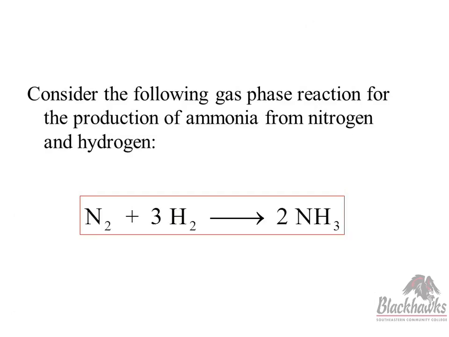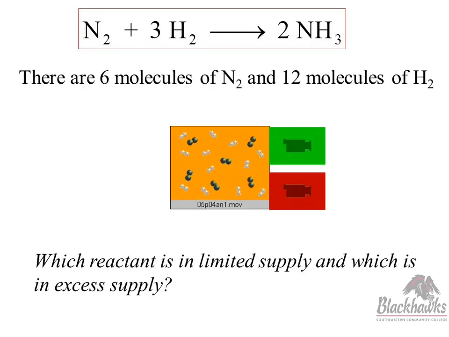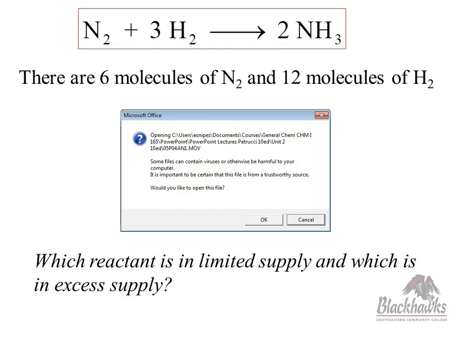Okay. So let's look at a real reaction. This is sometimes called the Haber reaction, making ammonia from nitrogen and hydrogen. It's balanced. Okay, you're going to need it balanced. Okay, let's watch this little, I don't think there's any sound to it.